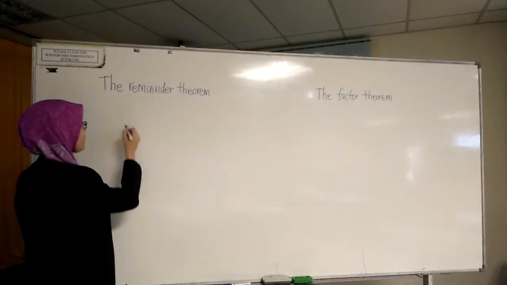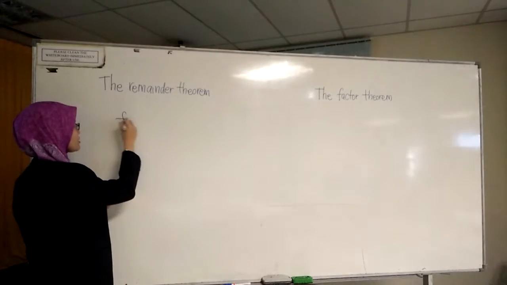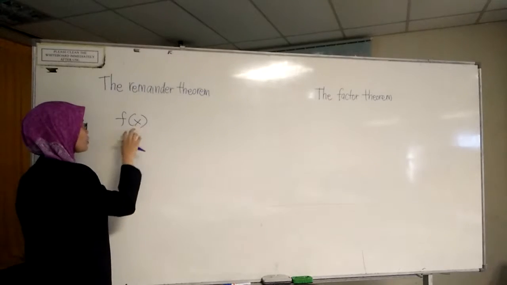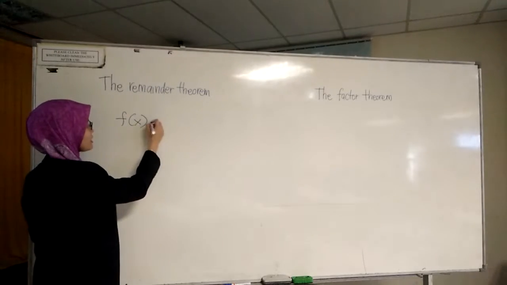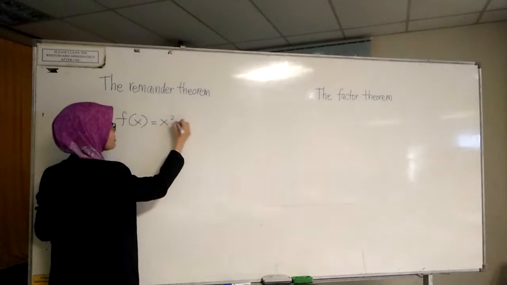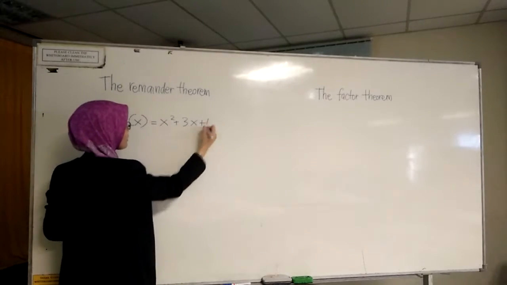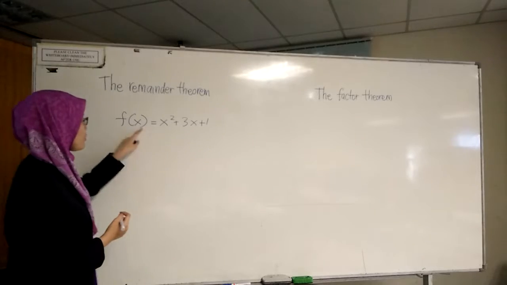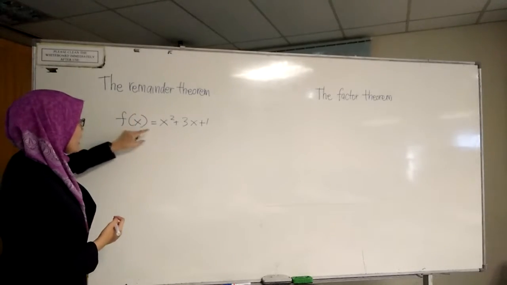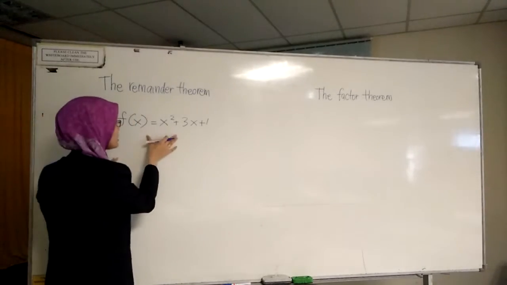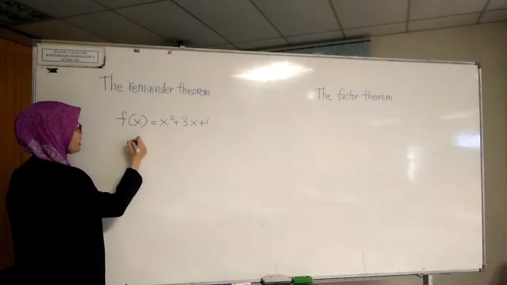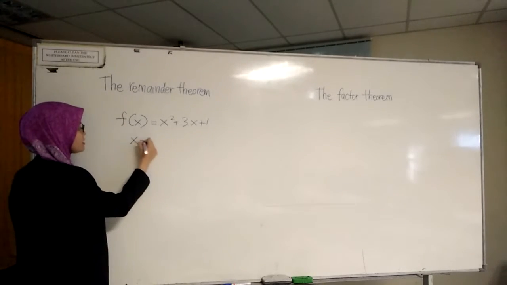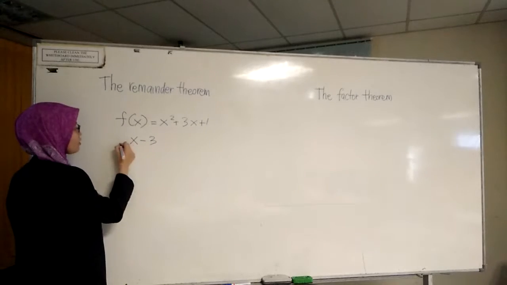Okay, we have the polynomial f(x). Always we let the polynomial, let's say as x squared plus 3x plus 1. Okay, this is the polynomial. We call this a polynomial and we let it as f(x). And then we divide this polynomial by a divisor which is x minus 3.